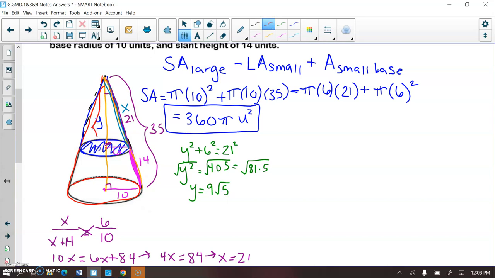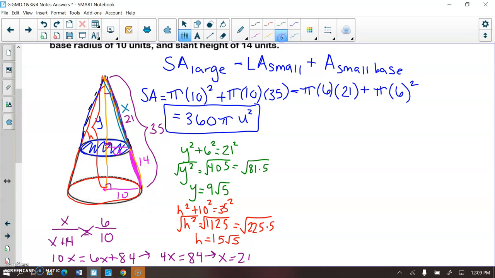Now the large cone height, I'm going to label as h. And so if I do the Pythagorean theorem there, h squared plus 10 squared would equal 35 squared. So 35 squared minus 10 squared, I get h squared is equal to 1,125. Putting this in simplest radical form, 1,125 can be split up into 225 times 5, which means h would be equal to 15 root 5.